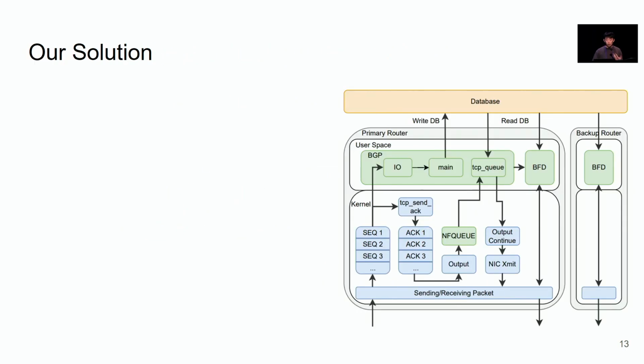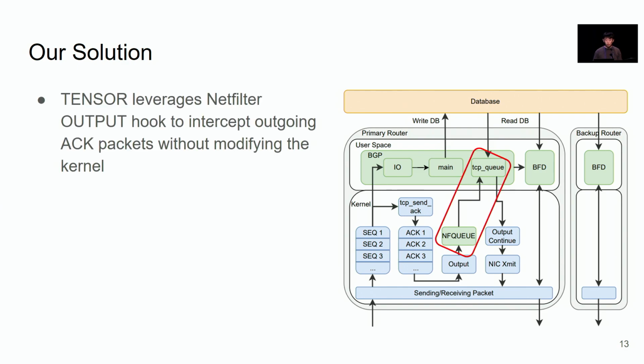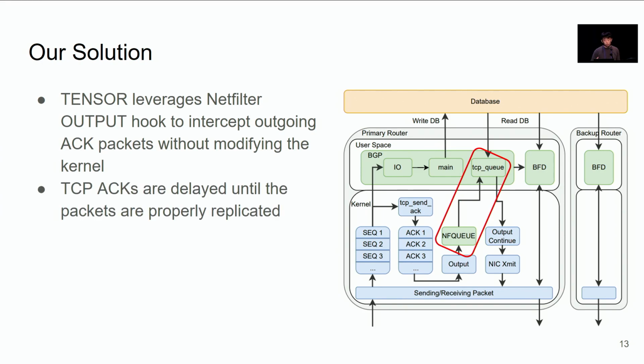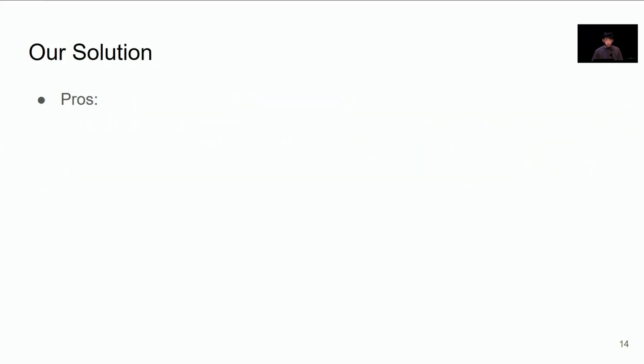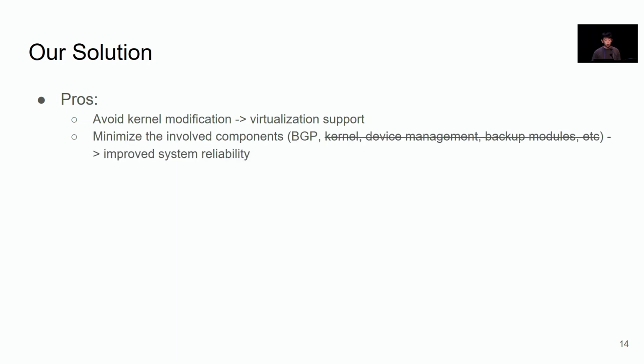So how do we solve that? Our solution is very simple. What we do is leverage a NetFilter hook to intercept the outgoing acknowledgement packets. And since NetFilter is a Linux subsystem, this does not modify the kernel. And we delay these TCP acknowledgements until the corresponding packets are properly replicated to the database. By doing that, we avoid kernel modification and provide virtualization support. And also, we minimize the involved components. Right now, we only need to modify the BGP program without doing anything else. And this substantially improves the system reliability.